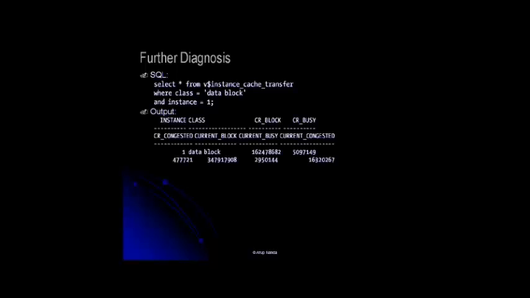Select stuff from the instance cache transfer view for the data block. And we got this value. Look at the value, current congested. That's a pretty big value. But remember, this is a GV$ view, so it doesn't mean anything by itself. It is since the time the instance started. So this number itself doesn't mean anything. Maybe we had a problem earlier. It's not necessarily an indication of a problem right now.